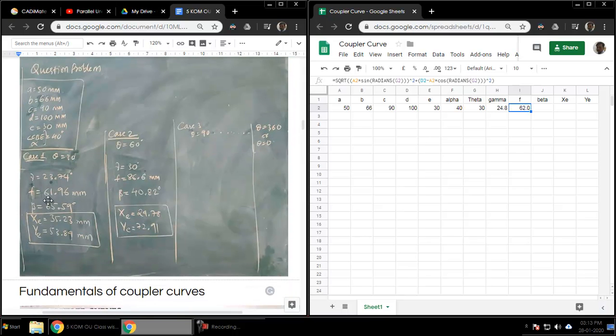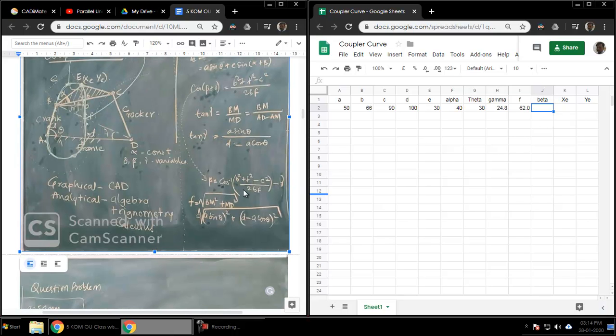Let us check whether we have got the correct value. F value is 61.96 that you calculated in the class. I'm getting 62 as the value. So okay, next we'll have to find beta. So the formula for beta is somewhat like this. Okay, it's quite complicated, I would say. So we'll have to take cos inverse.